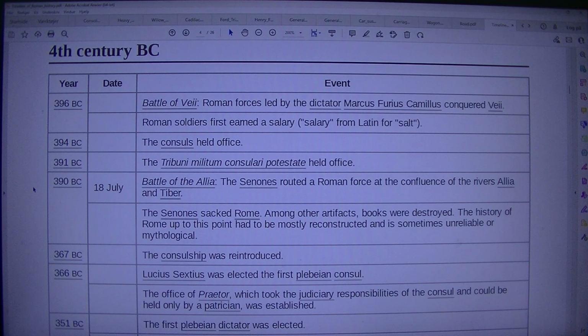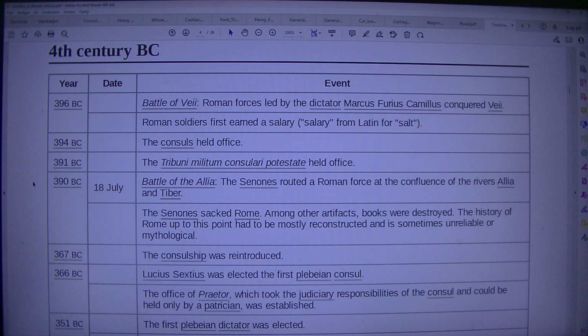394 BC. The consuls held office. 391 BC. The Tribuni Militum Consulari Potestate held office. 390 BC. 18 July, Battle of the Allia. The Senones routed a Roman force at the confluence of the rivers Allia and Tiber. The Senones sacked Rome. Among other artifacts, books were destroyed. The history of Rome up to this point had to be mostly reconstructed and is sometimes unreliable or mythological.